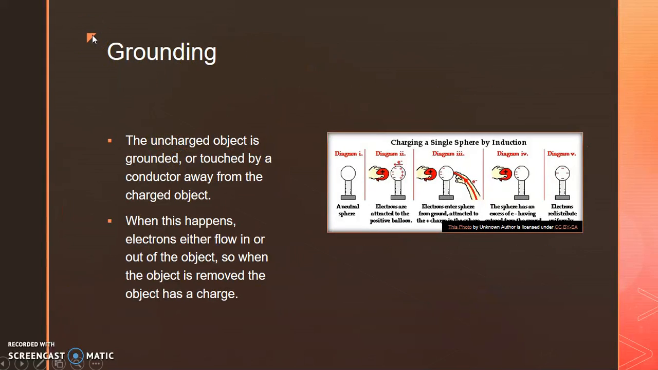Grounding. The uncharged object is grounded, or touched by a conductor, away from the charged object. When this happens, electrons either flow in or out of an object. So when the object is removed, the object has a charge. There are a lot of different ways that grounding can happen. I'm sure you've probably heard about grounding. When lightning strikes a building, they have grounding tools that can be used to move the electric charge from the lightning bolt all the way down to the ground, where those electrons can be scattered out and safely dispersed.